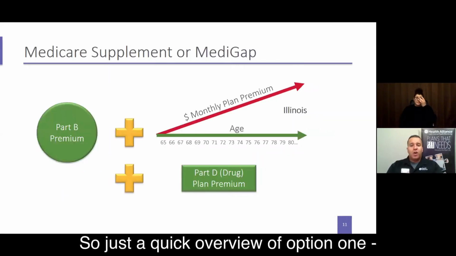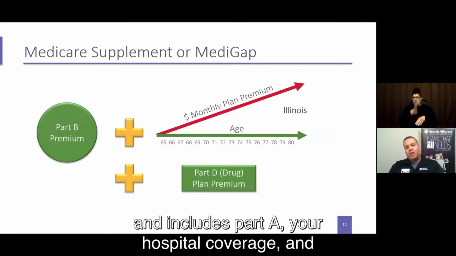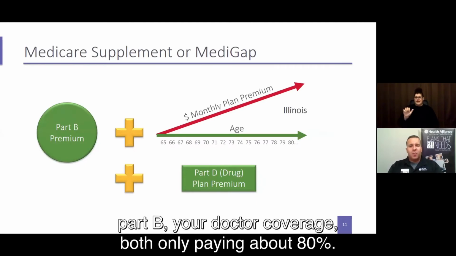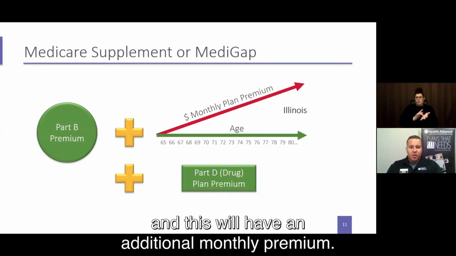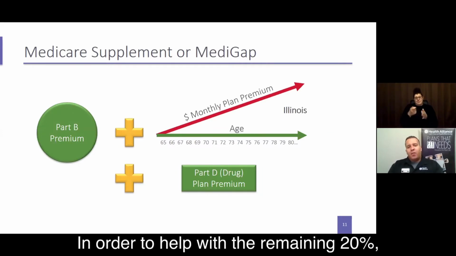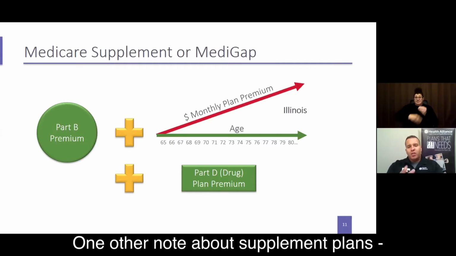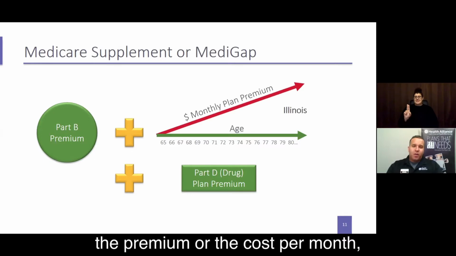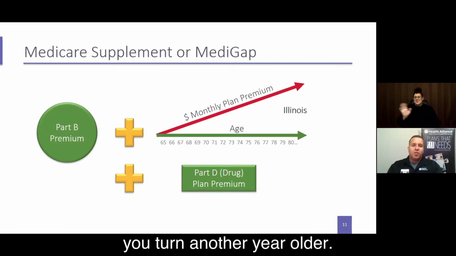So just a quick overview of option one. It's basically Original Medicare. It includes Part A, your hospital coverage, Part B, your doctor coverage, both only paying about 80%. You can add a Part D, your drug coverage, and this will have an additional monthly premium. And in order to help with the remaining 20%, you can add a supplement plan as well. One other note about supplement plans, the premium or the cost per month, more than likely will increase every year you turn another year older.